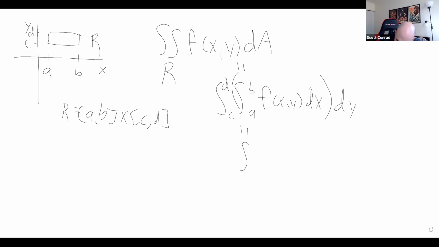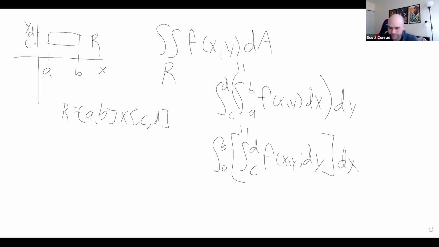So we integrate with respect to y first, y goes from C to D. Treat x as a constant, integrate with respect to y from C to D. y is going to disappear at the end. We're just left with a function of x, and we integrate that from A to B. And that's how we integrate over rectangles.